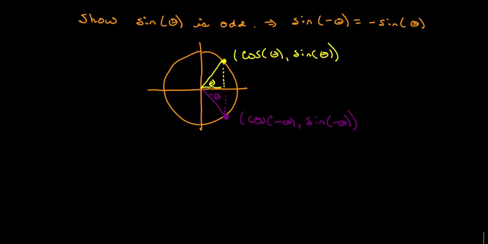Now what we want to show is that the sine of negative theta, this length right here, is the opposite of this length right here. And so if this length coming down here, let's call it y, then if we take the opposite of that, we'll get this length right here. So this proves this identity.